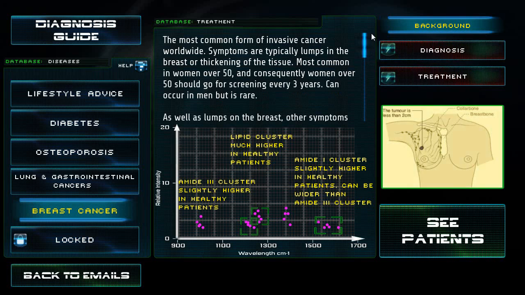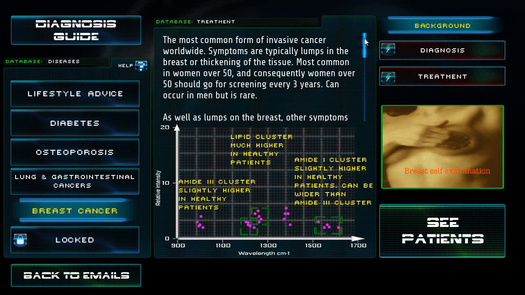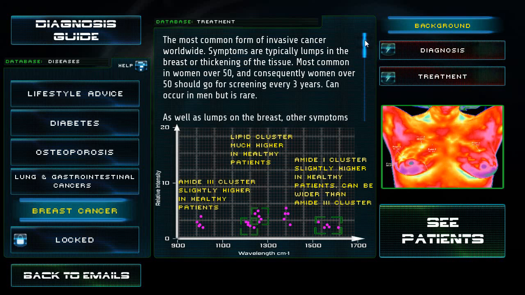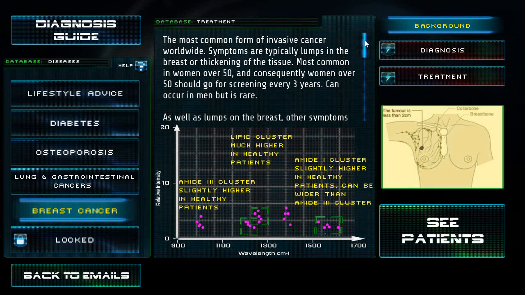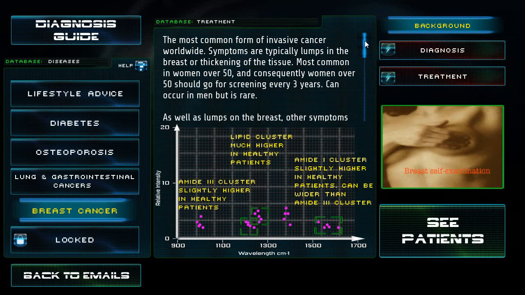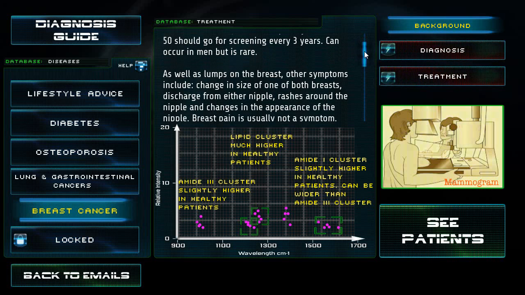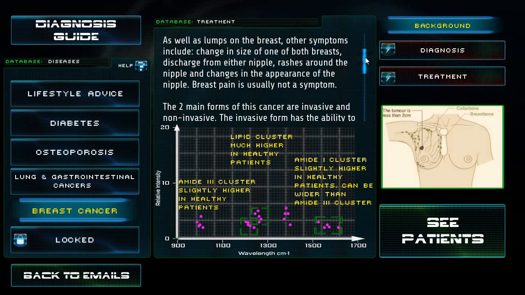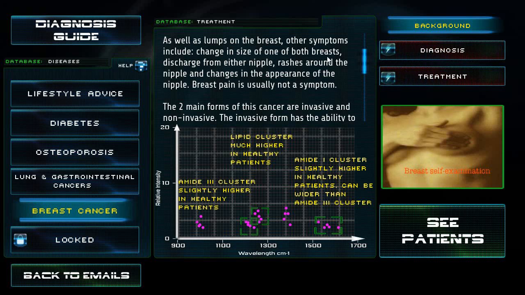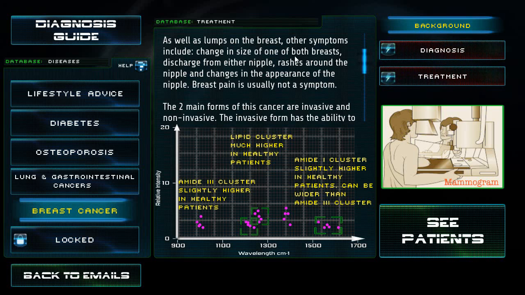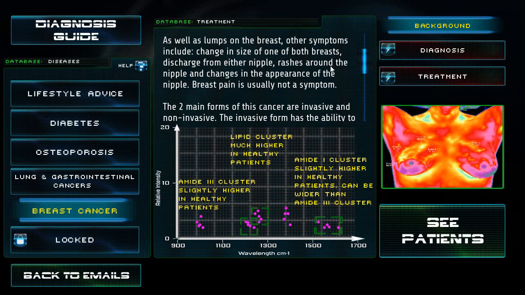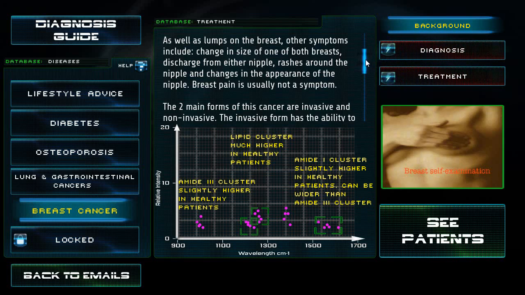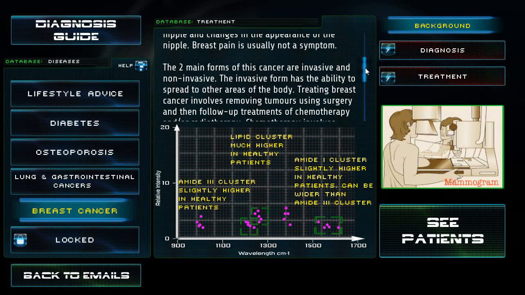The most common form of invasive cancer worldwide. Symptoms are typically lumps in the breast or thickening of the tissue. Most common in women over 50, and consequently women over 50 should go for screening every 3 years. Can occur in men, but is rare. As well as lumps on the breast, other symptoms include change in size of one or both breasts, discharge from either nipple, rashes around the nipple, and changes in the appearance of the nipple. Breast pain is usually not a symptom.